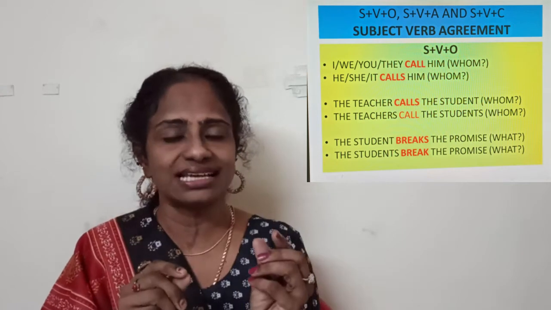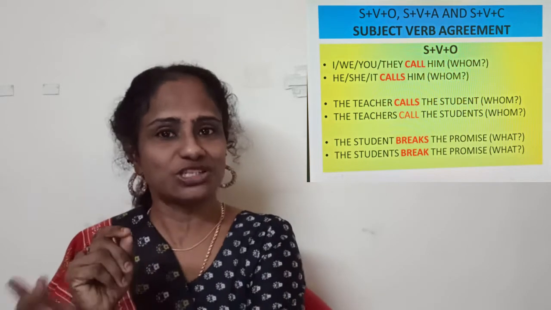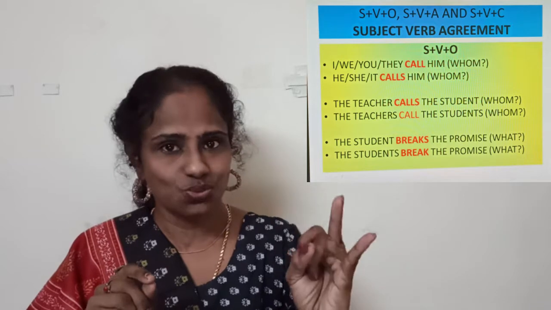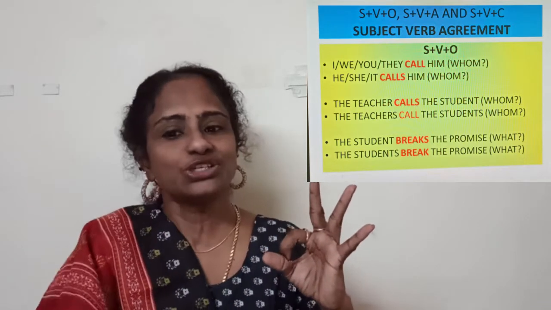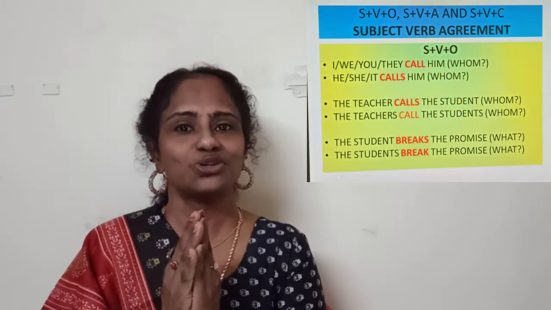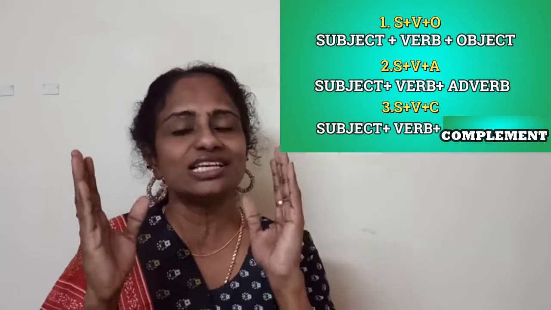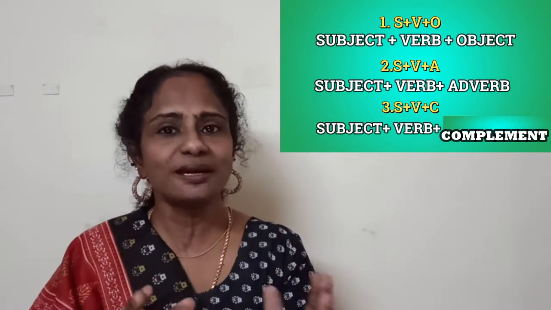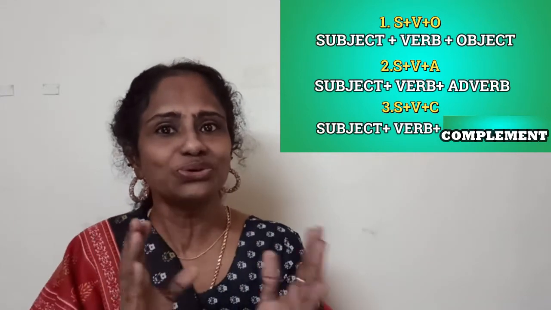So I want you to understand in an S plus V plus O, number one is a noun or pronoun, number two is verb, and number three is again noun or pronoun. So as you can see for yourself, I is a pronoun and him is also a pronoun. So 1 is equal to 3, a small match. You can call this sentence 1, 2, 3. S plus V plus O is 1, 2, 3. S plus V plus A is 1, 2, 3. S plus V plus C is 1, 2, 3.